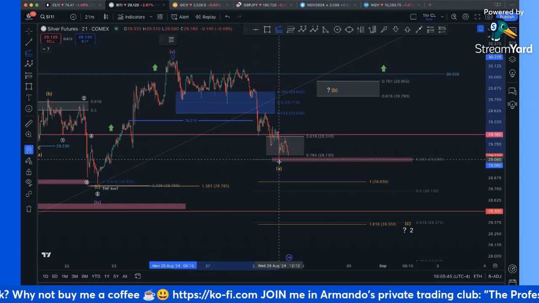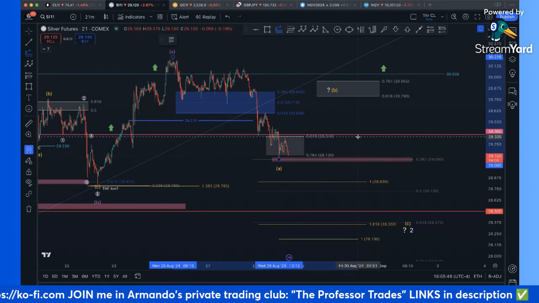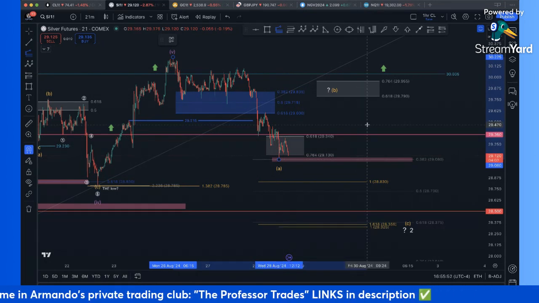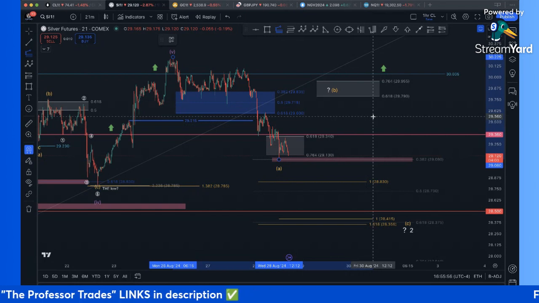Let's say that the A wave really did bottom already at the 382. And let's say, although it just sure doesn't look like it, it looks like it's just going to come down for sure. It's coming down while I'm talking. It looks like it's in the process of invalidating that, but it doesn't matter.